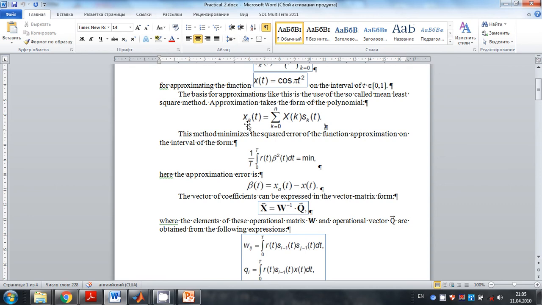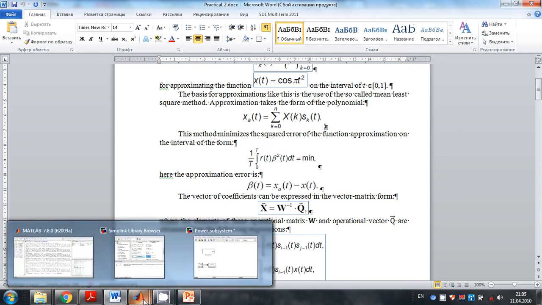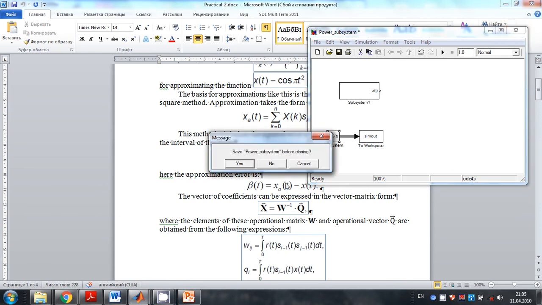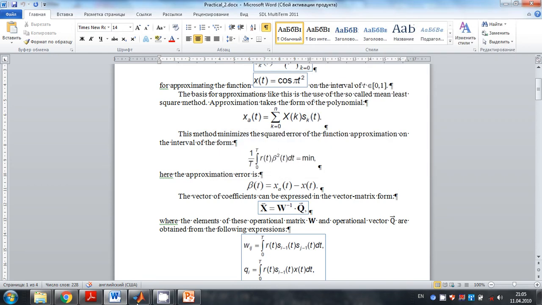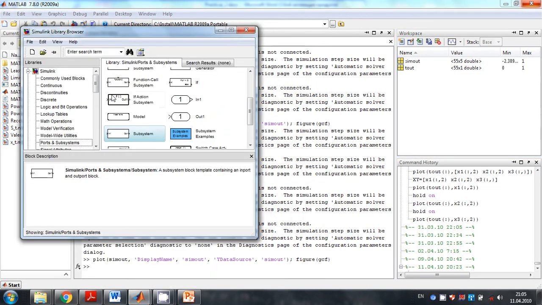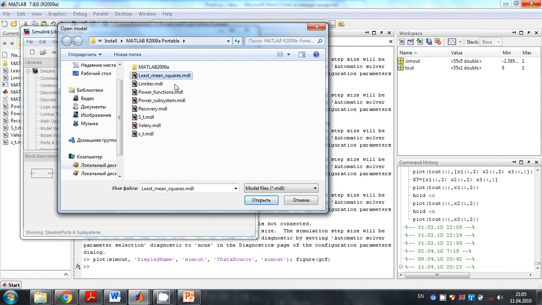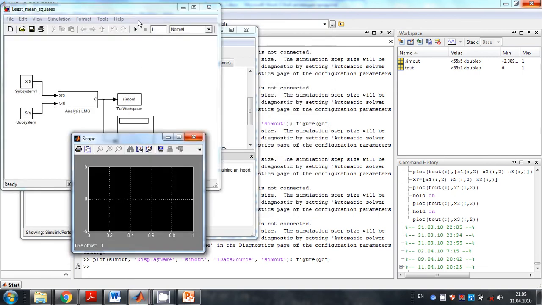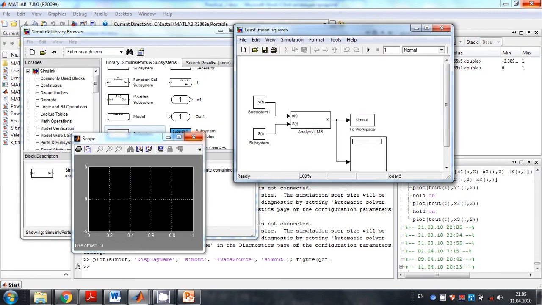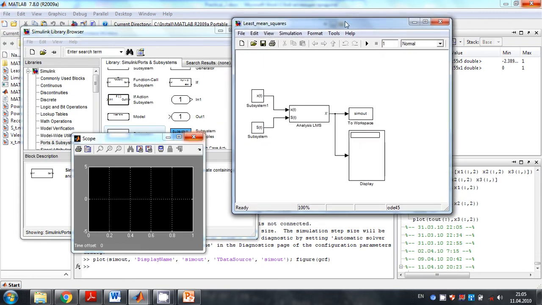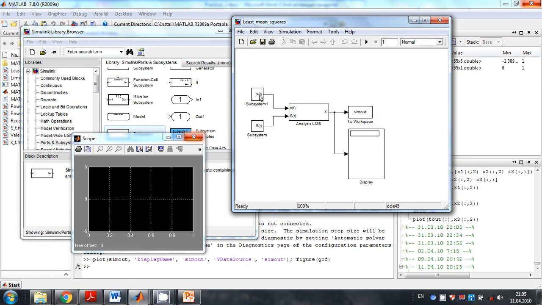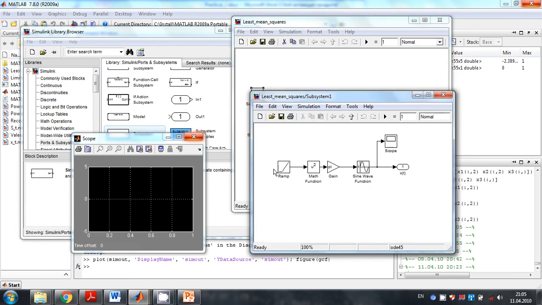Let's take a look at this subsystem. I already created this subsystem for you. So I open this analysis. Subsystem 1, this is our signal. So we used this signal as a subsystem. This subsystem can be found in Matlab in the Simulink library browser under ports and subsystems.